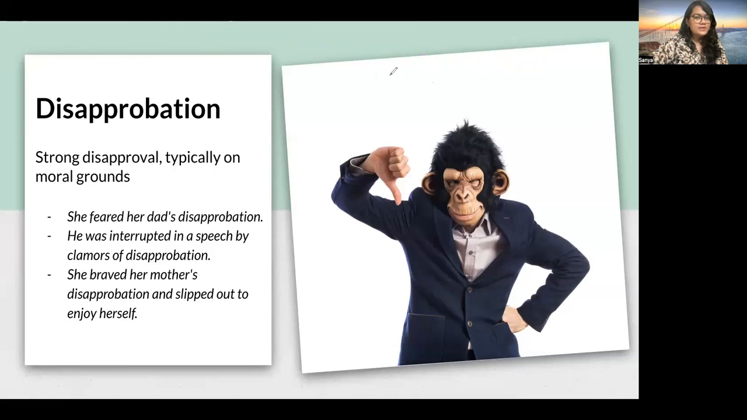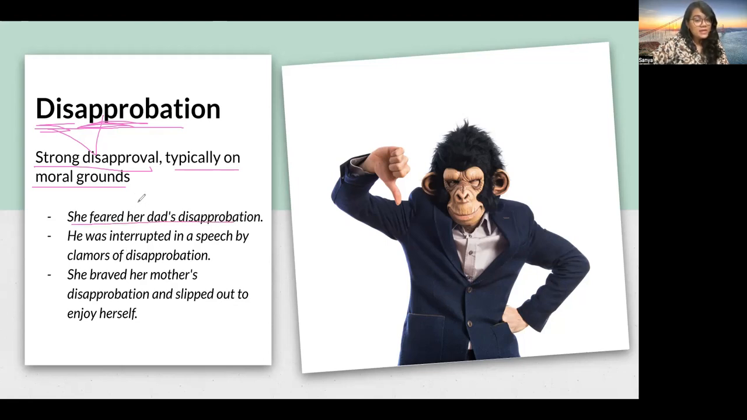Our first word right here is disapprobation. Disapprobation means strong disapproval. Dis and appro, so from here you can understand that it points towards disapproval, right? So disapprobation means strong disapproval, typically on moral grounds. If you think that something is not right and you're disapproving, thinking about the fact that it is not correct or right on moral grounds, then you are, what are you doing? Disapprobation, right? She feared her dad's disapprobation.